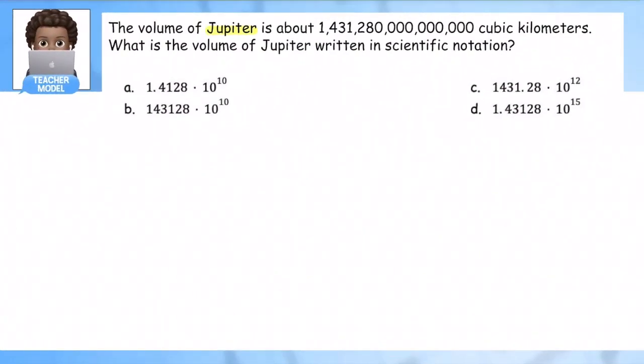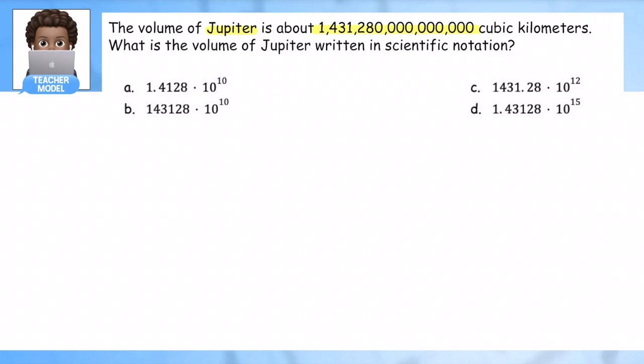The volume of Jupiter is about, wow, this is such a large number, I'm not actually sure how to say it. Let's see, it's in the millions, billions, trillions, so it's bigger than a trillion. That's how large this number is. What is the volume of Jupiter written in scientific notation?